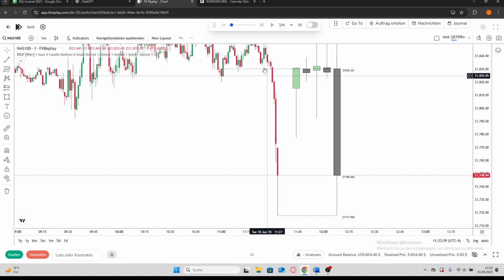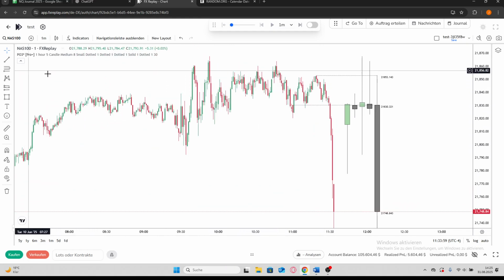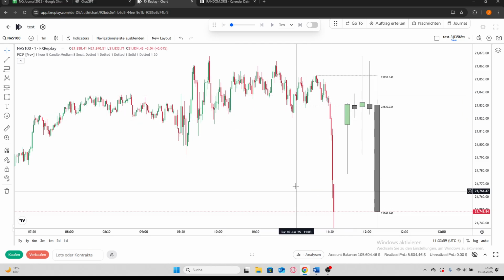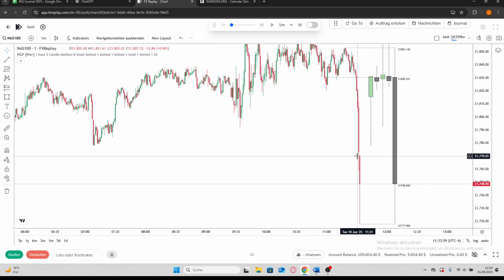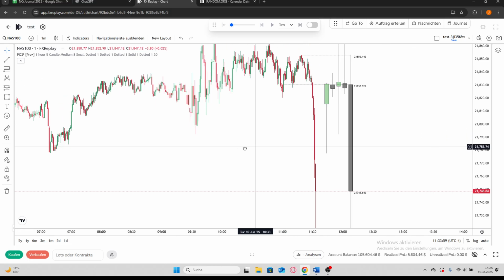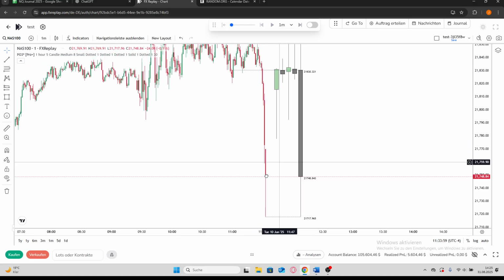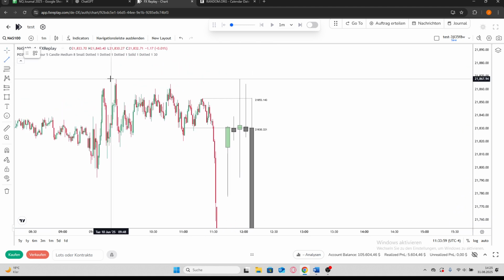When you have the expansion, I think this move happens once a day. It doesn't happen every day, but most of the time when you have this expansion, you can still trade the candles, but I would stop looking for unrealistic targets. For example, you have a reversal down here. You can look for longs, but I would never target the resting liquidity above here.